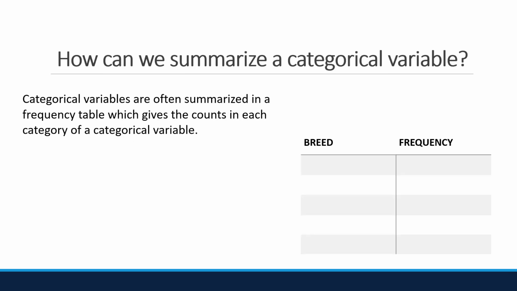How can we summarize categorical variables? Categorical variables are often summarized in a frequency table, which gives the counts in each category of a categorical variable. Example. Looking at the dog data on page 1 of the notes, we can summarize the categorical variable breed in a frequency table. We start by drawing a table with two columns. The first column will be breed, and the second column will be count or frequency of each breed.